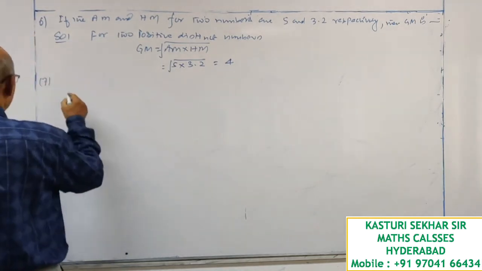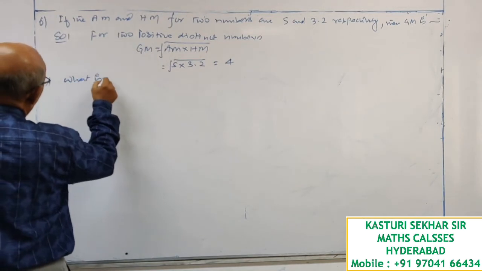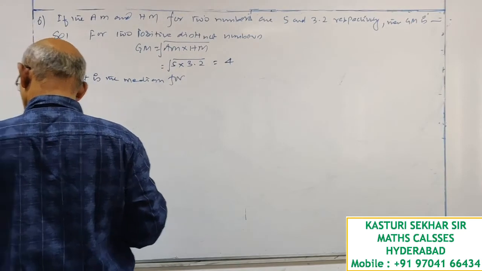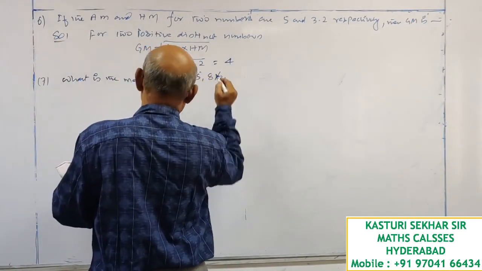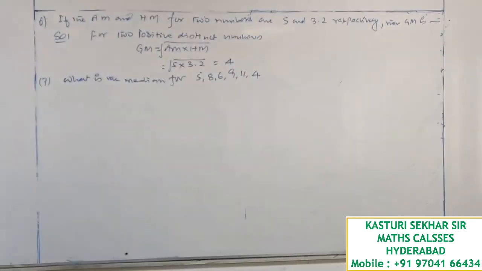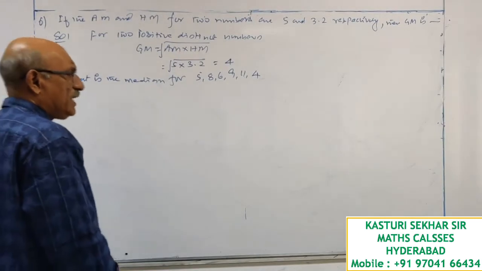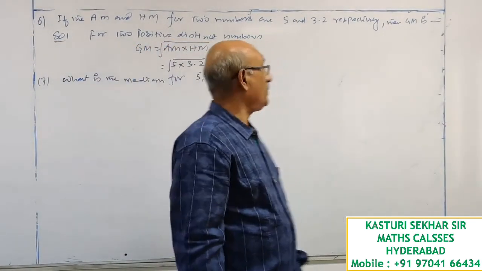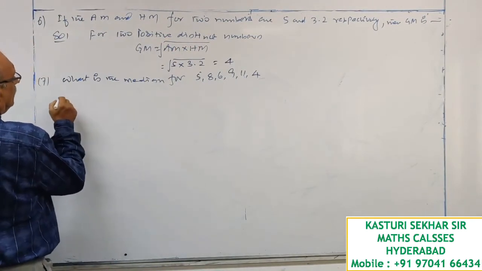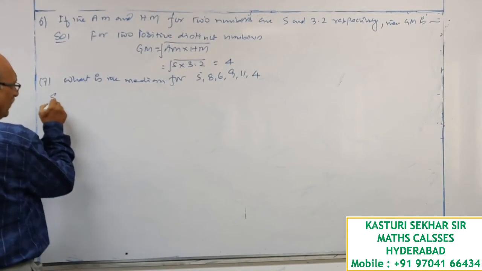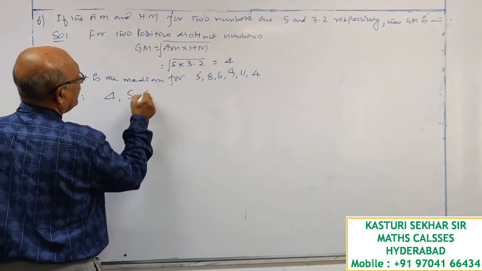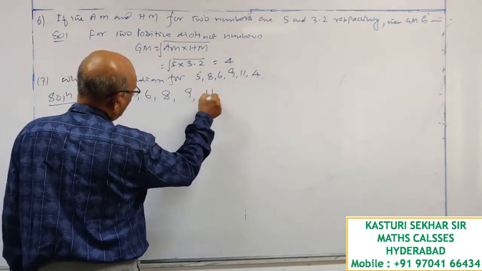Next, what is the median for 5, 8, 6, 9, 11, 4? First let me arrange the observations in increasing order: 4, 5, 6, 8, 9, 11.